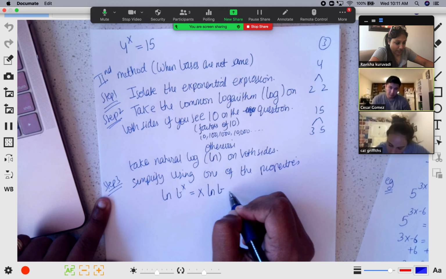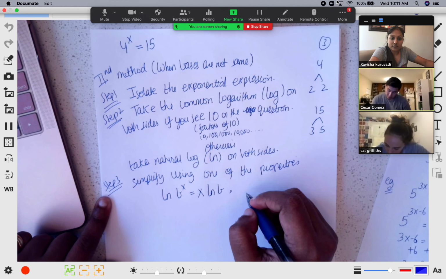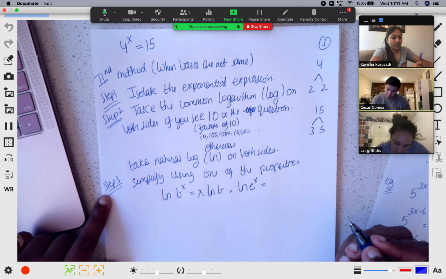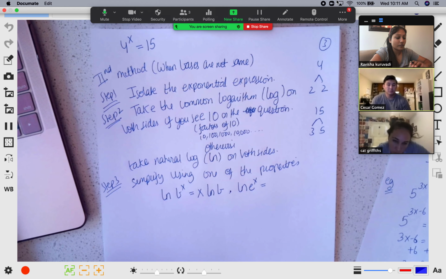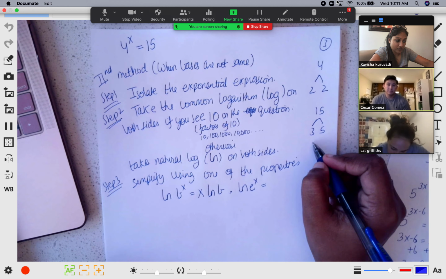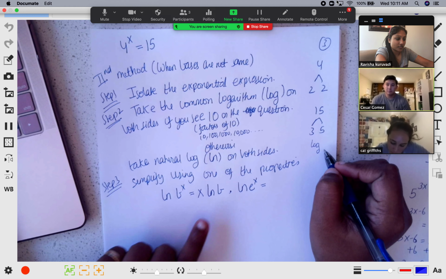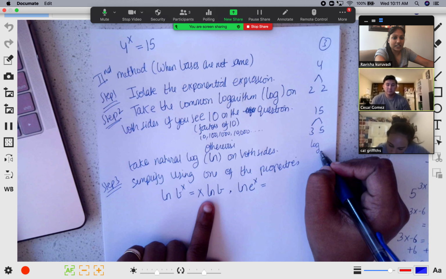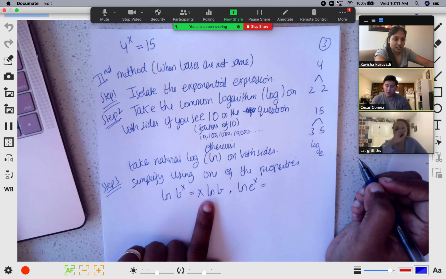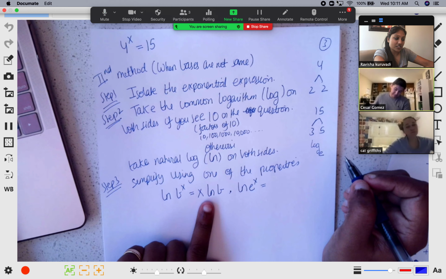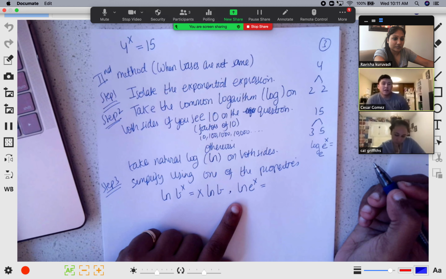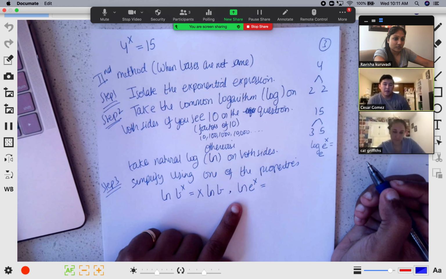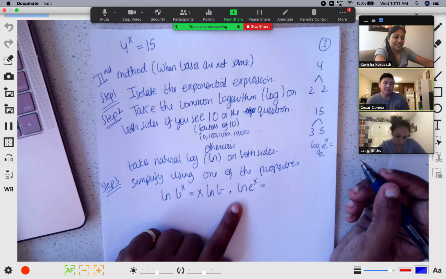Or you're going to use the property ln e to the power of x. Can you tell me, Caesar, what is ln e to the power of x equal to? What is ln? Log base what? 10. ln e. ln is base e. Oh yeah, we did go over that the other day. ln is always base e. So if you have ln e to the power of x, it comes out to be equal to what? I'm sorry, I missed it. It's x.